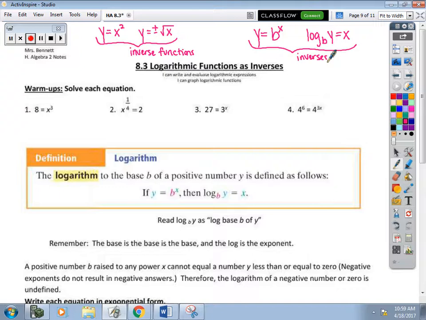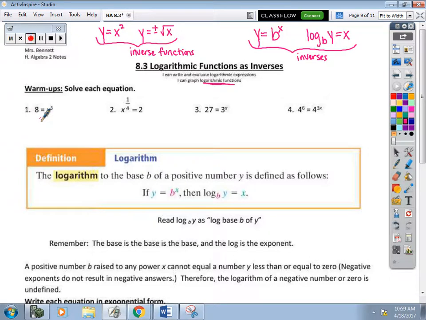Okay, so a big part of today's lesson is just going to be writing logarithmic expressions, converting from an exponential to a logarithmic back to an exponential, and there's a little pattern. And then we're also going to graph logarithmic functions by using the inverse identity. So the warm-ups just ask us to identify which value of x would make this equation true.